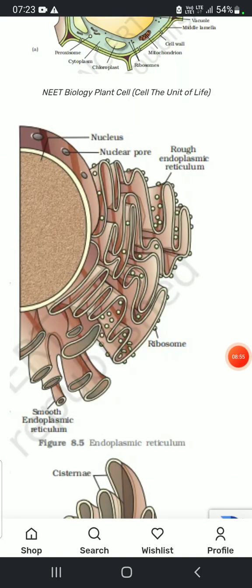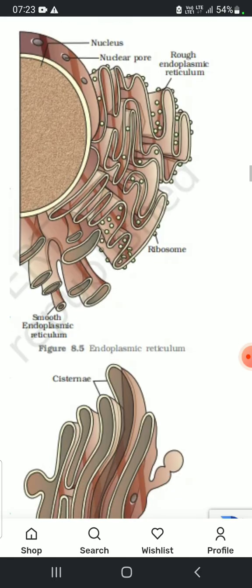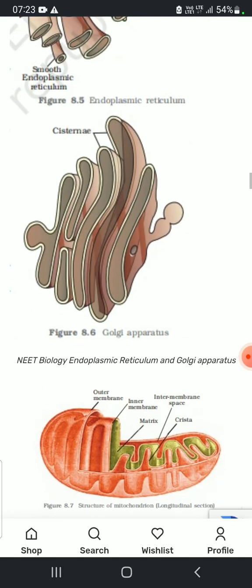Next we have endoplasmic reticulum. So in endoplasmic reticulum we can see the nucleus is present, then we have nuclear pores are present, then you can see the small round shaped ribosomes are present, and the structure without ribosomes is smooth endoplasmic reticulum. Then structure with ribosomes is rough endoplasmic reticulum. RER is responsible for protein synthesis and SER for lipid synthesis and secretion.